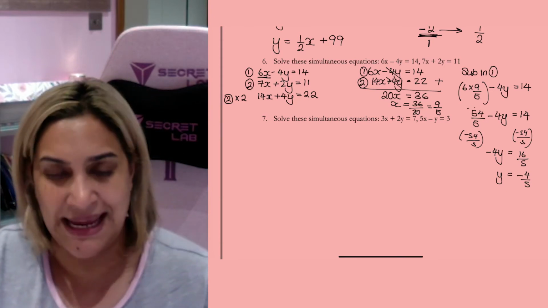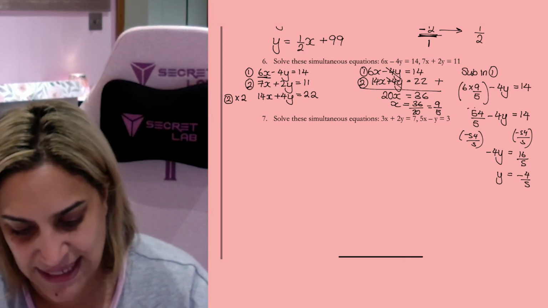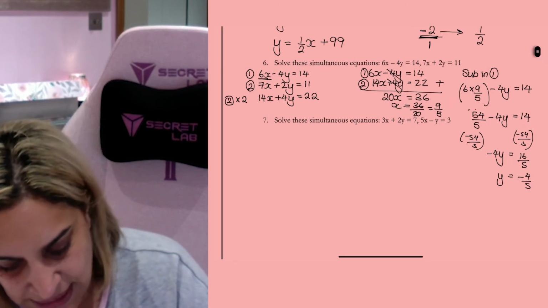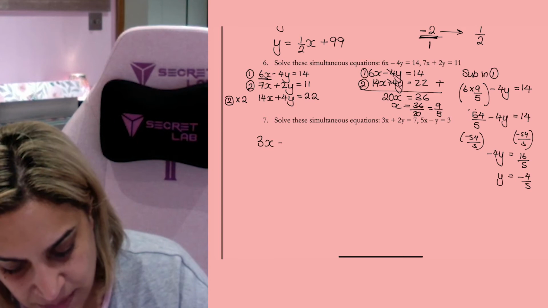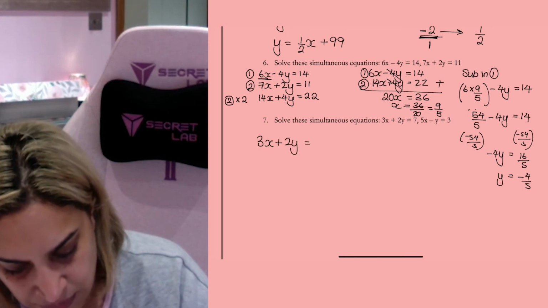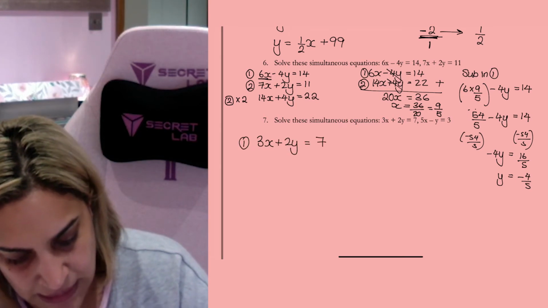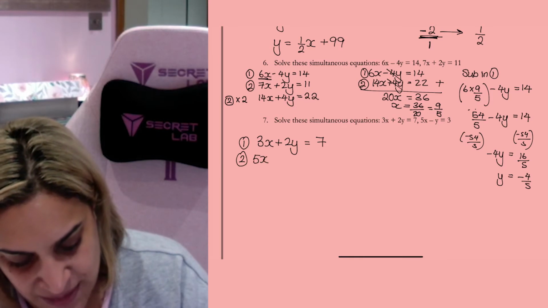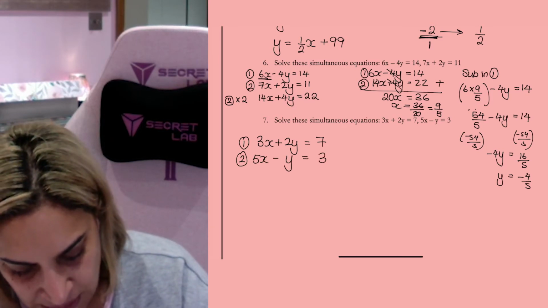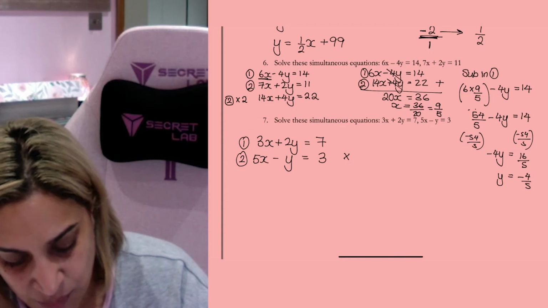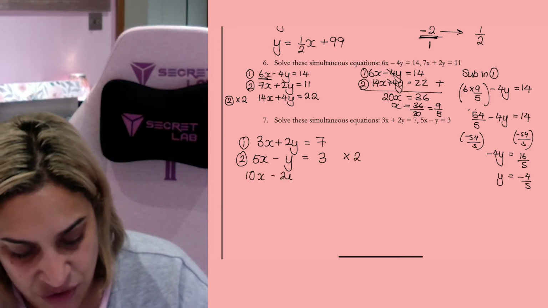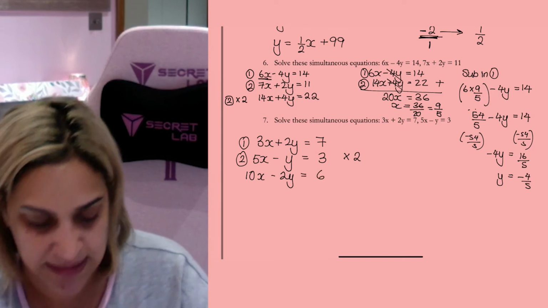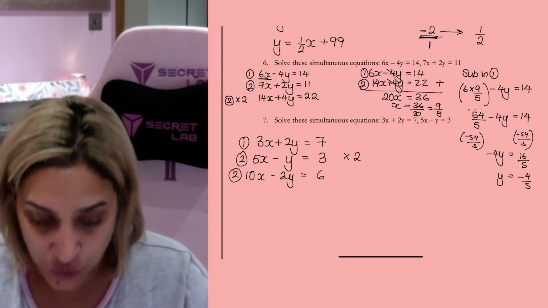Right, let's do the next set. The next set is really similar. So again, the signs are different. We've got 3x plus 2y equals 7, and we've got 5x minus y equals 3. So in the second one, we're going to multiply it by 2. That gives us 10x minus 2y equals 6, and that's our new 2.